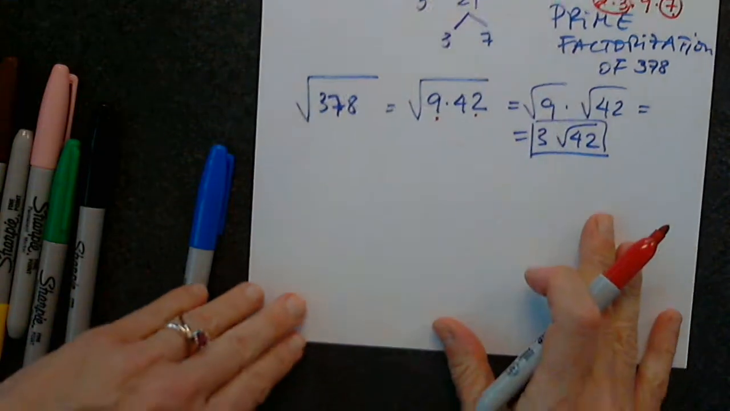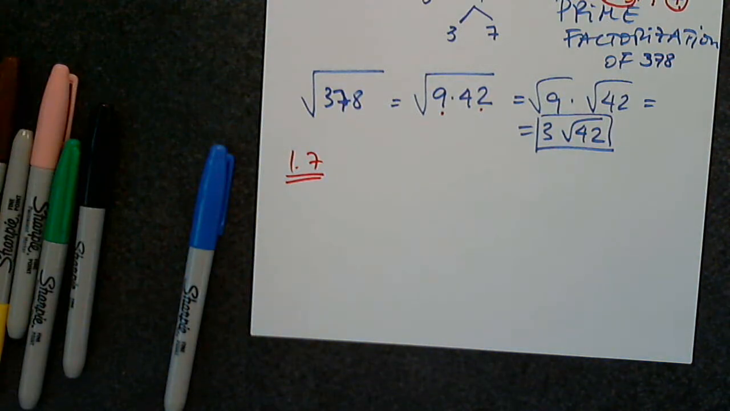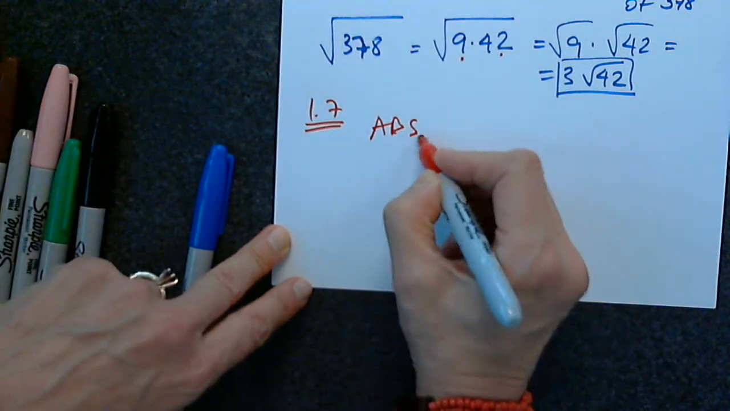Okay, so let's go back and finish up this chapter and start chapter 2. So 1.7, we were talking about inequalities. We looked at linear and we looked at compound inequalities. Now I would like to look at a couple of examples with absolute value inequalities. Last one.